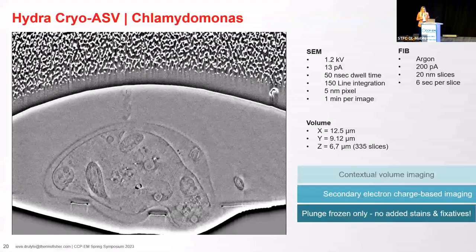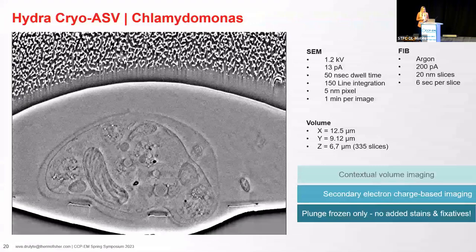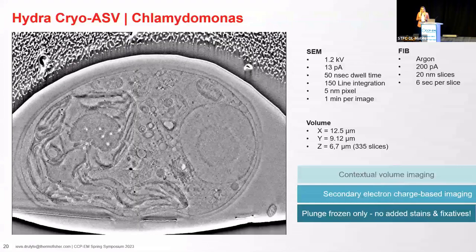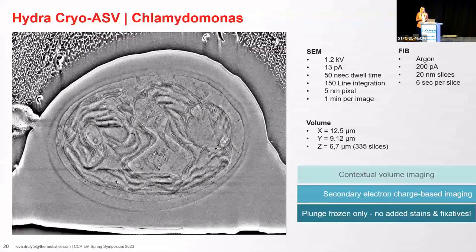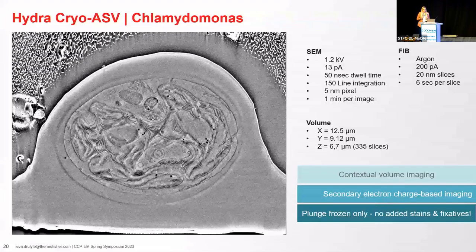And so this is a Chlamydia cell. It has been only plunge frozen. There's no added stains or fixatives, and you can see how much detail it actually gives you. So if you take it forward and you render it, you can extract a lot of cellular detail from this analysis.